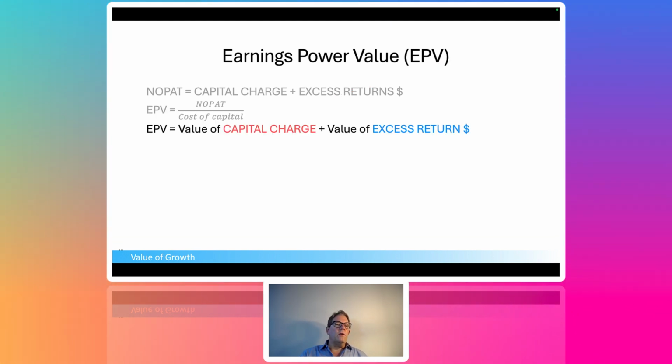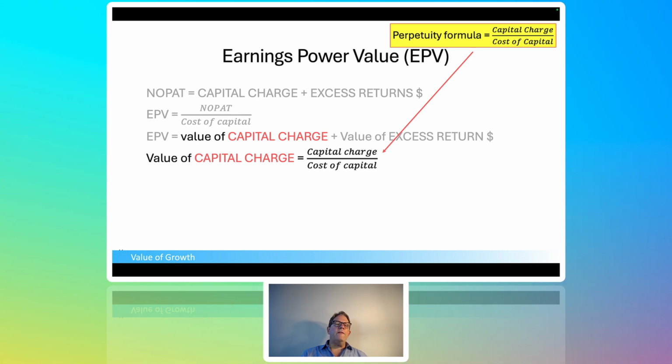All right, now I know that earnings power value has to be equal to the value of the capital charge plus the value of excess returns. And that's because we know that earnings power is equal to capital charge plus excess returns. Then the value of that earnings power value has to equal the value of capital charge plus the value of excess returns, continuing with my red and blue. All right, so the value of capital charge would be the capital charge divided by the cost of capital, which using the perpetuity formula, we've done that a couple of times.